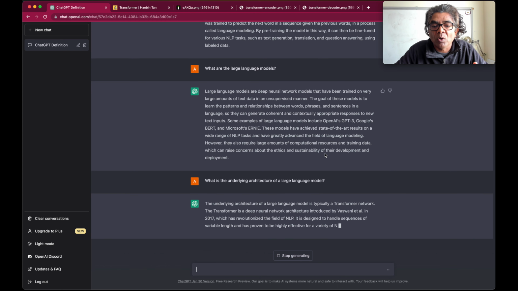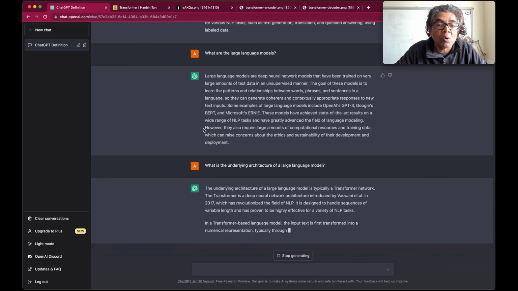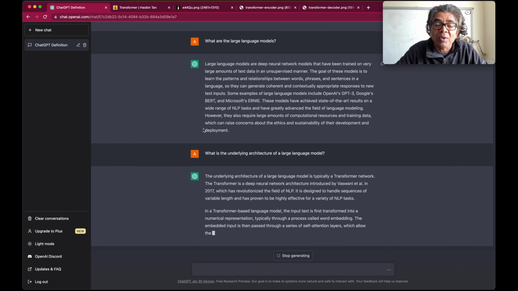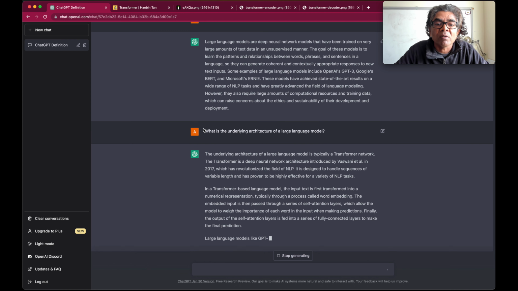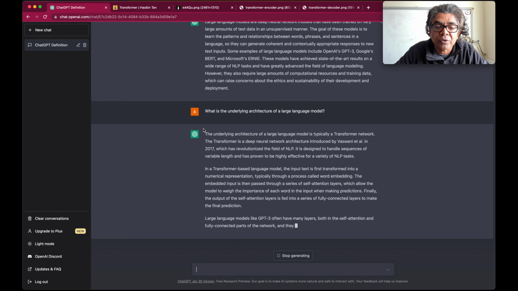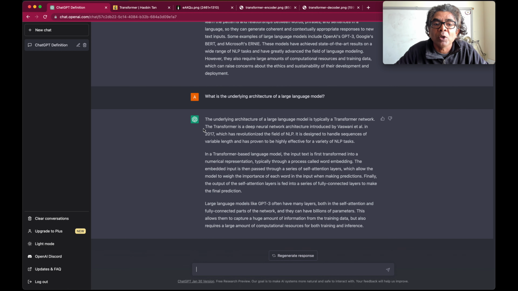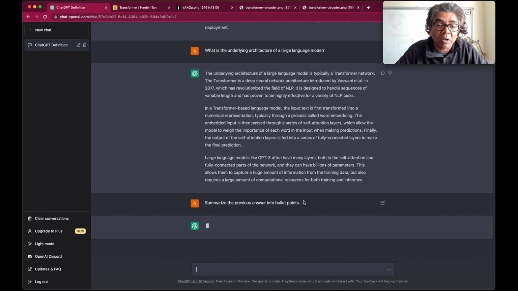We already know OpenAI GPT-3, Google Bard, Microsoft Ernie, and Facebook also has, I think, Roberta. So there are various large language models generated by large organizations in the field of natural language processing, for natural language tasks such as sentence completion, next word generation, question answering, etc. So the underlying architecture of the large language model is a transformer network. I've just asked it to summarize the previous answer into bullet points for a higher degree of clarity.